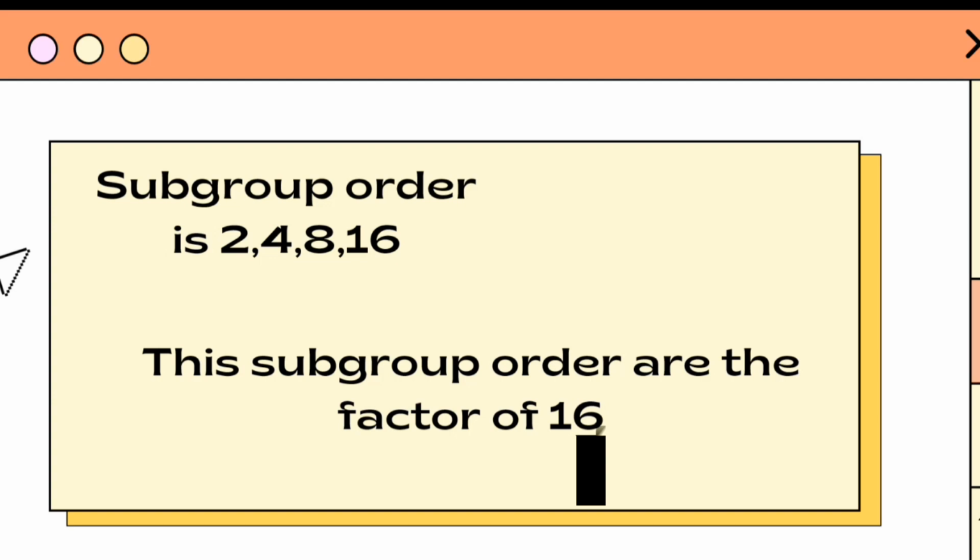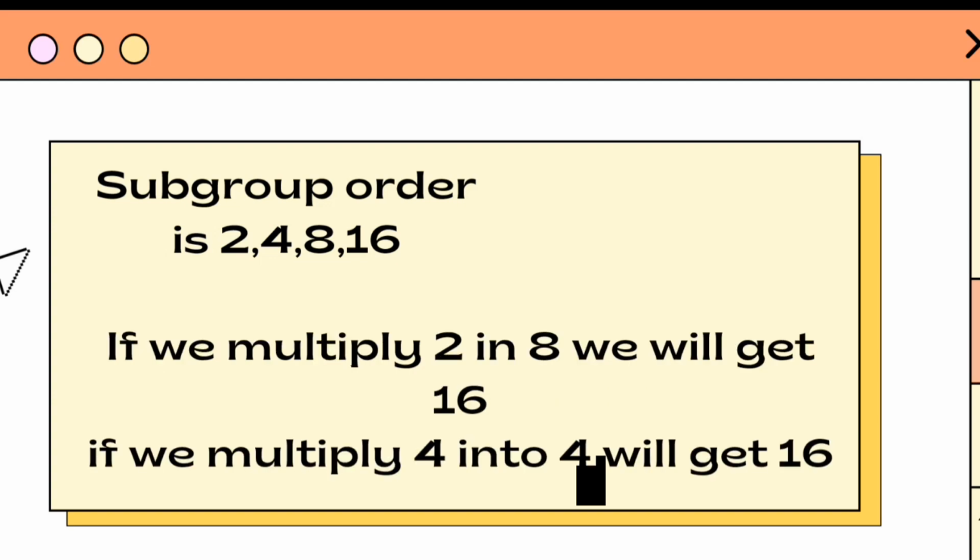So if we multiply 2 by 8, we will get 16. And if we multiply 4 by 4, the answer is 16 also. Then it is also the same when we multiply 8 by 2, we will still get the result of 16. Then if we multiply 16 by 1, the answer is itself. So therefore, it is the relationship of the subgroup order to the divisor.